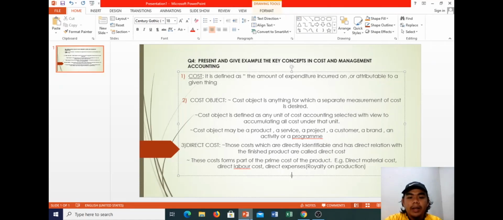Last one is direct costs. Those costs which are directly identifiable and have a direct relation with the finished product are called direct costs. These costs form part of the prime cost of the product. Examples: direct material, direct labor cost, direct expenses, royalty on production. Okay, that's all for me.